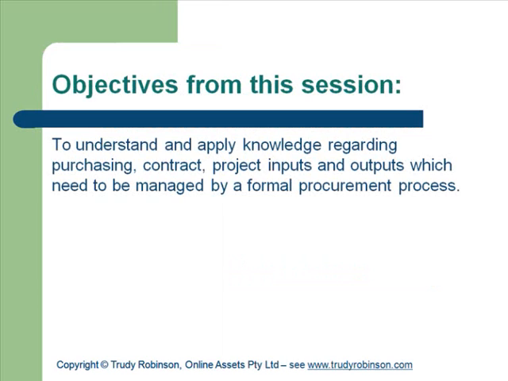The objectives of going through contract and procurement is to make sure that you're comfortable with purchasing and the contract management and the project inputs and outputs, anything to do with coming into your project or going out from your project. Now, when a lot of people talk about procurement, they actually talk about procuring, which is just purchasing. But when we're talking about contract management and procurement, we're actually talking about the things that can go out from your project as well.